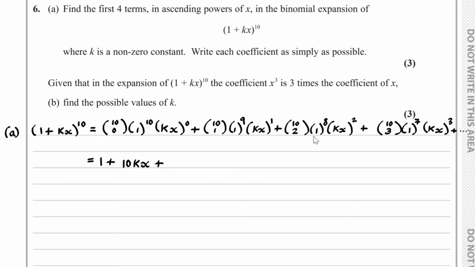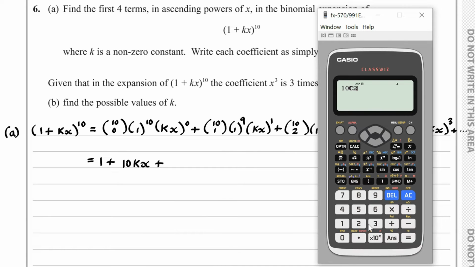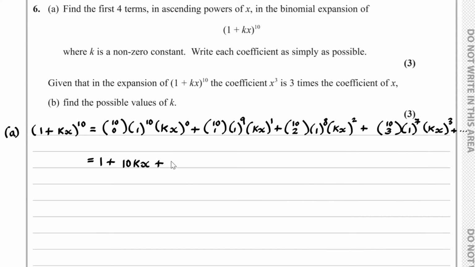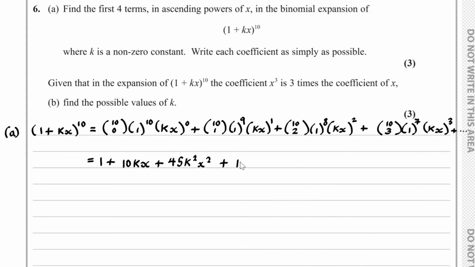For our third term, we have 10 choose 2 times 1. So 10 choose 2, that's 45. And then we have (kx) all squared, which is the same as k squared, x squared. And then 10 choose 3, that's 120. So we have 120 times k cubed, x cubed. And of course we can continue, but there's no need. The question only asked for the first 4 terms.